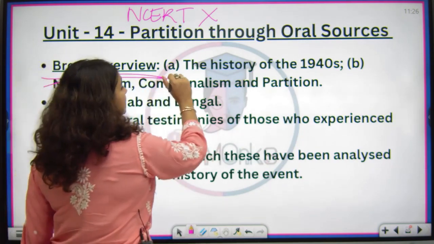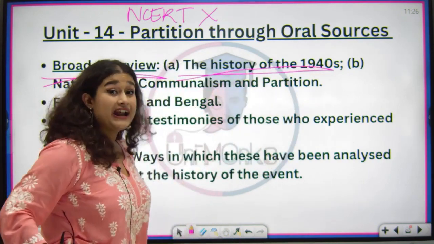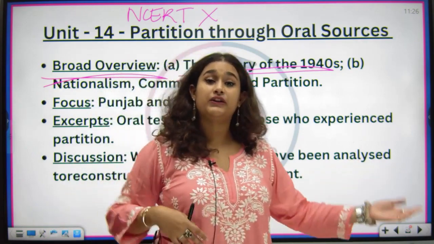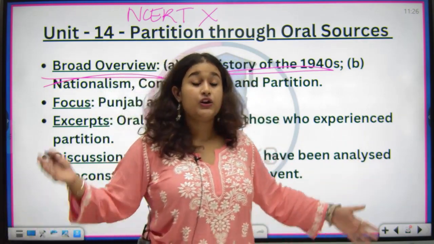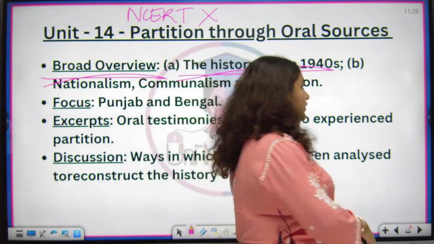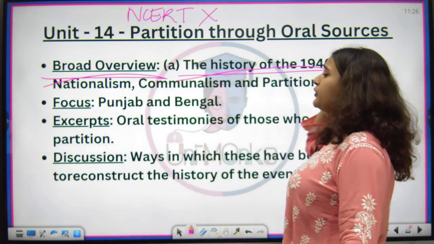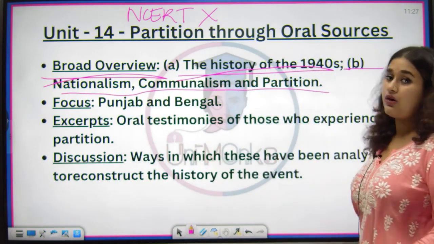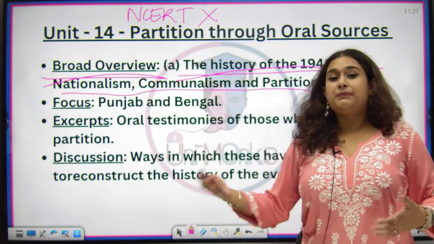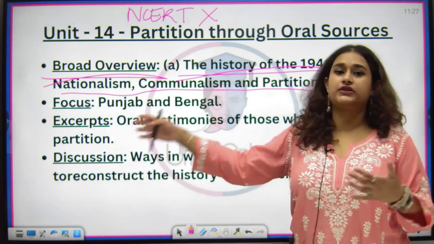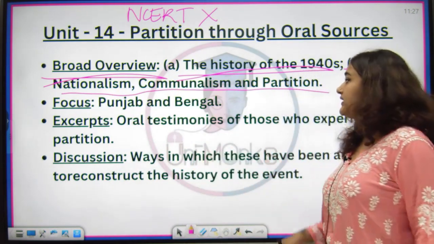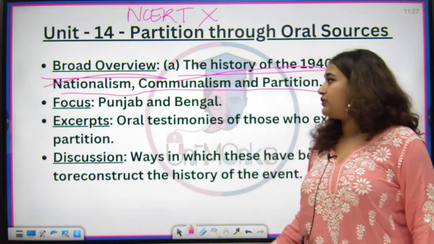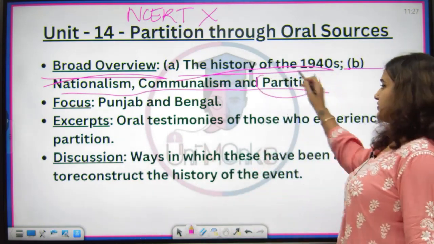The broad overview you're going to take in this chapter is going to be of, number one, the history of the 1940s, what led to the partition, why the partition happened, why the Hindus and the Muslims wanted two separate states. Number two, we're going to be talking about the nationalism, the communalism, and the partition of the time. Why people felt more nationalistic towards Pakistan than towards India, what led to the communal riots at the time, and the eventual partition.